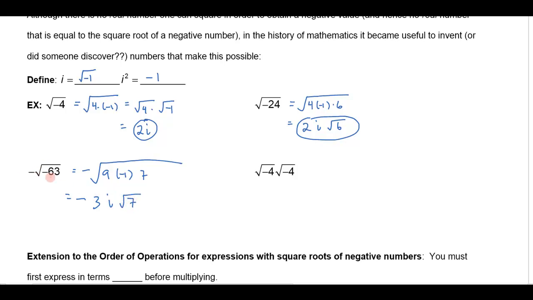So notice this negative didn't cancel this negative. This negative came out as an i. So I got a negative i, and then the square root of 9 is 3, and I can simplify that way. Alright, now here's an interesting problem.